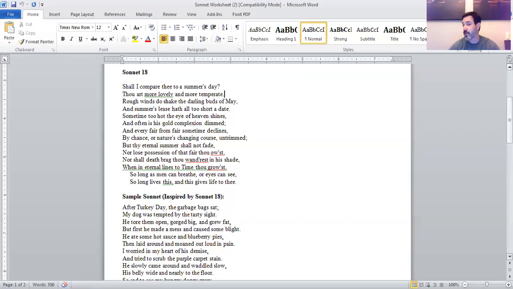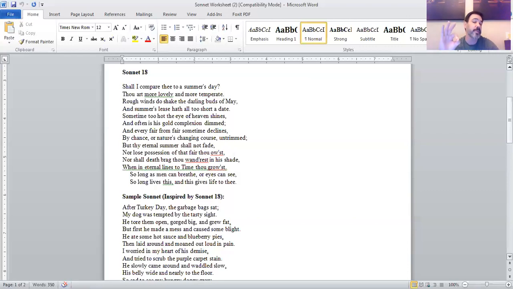Well, this is interesting. Where is this going? "When in eternal lines to time thou growest." That can mean one of two things. It could mean literal, meaning the lines of this poem, or it could be more figurative. When you get eternal lines, that could mean you're aging, you're getting wrinkles, eternal lines, right?